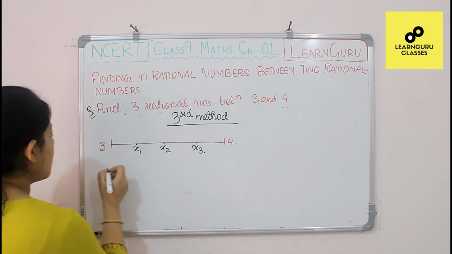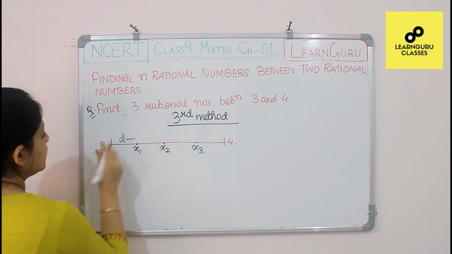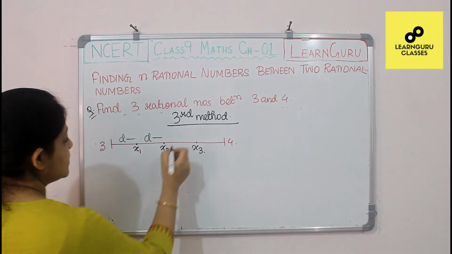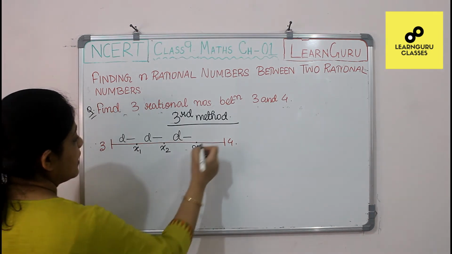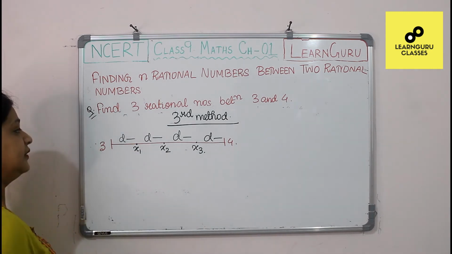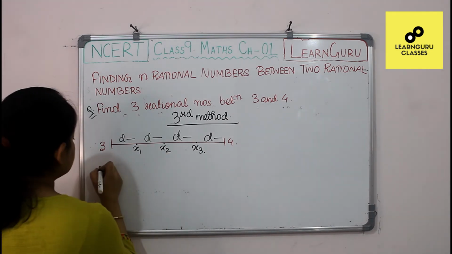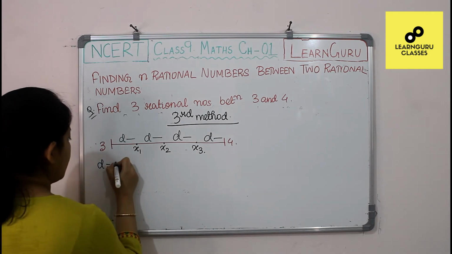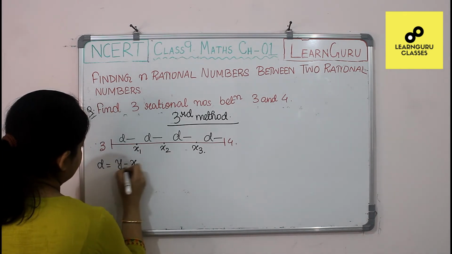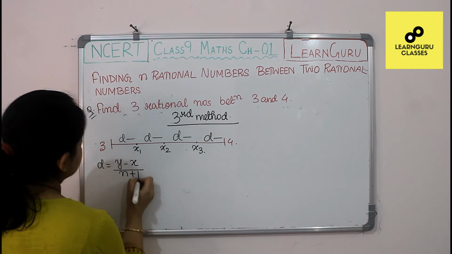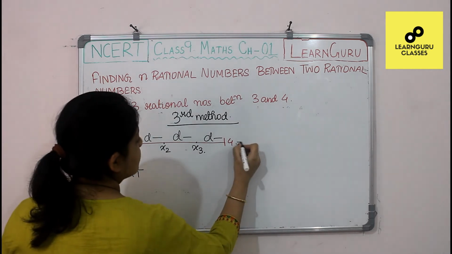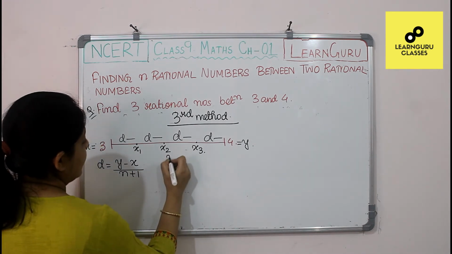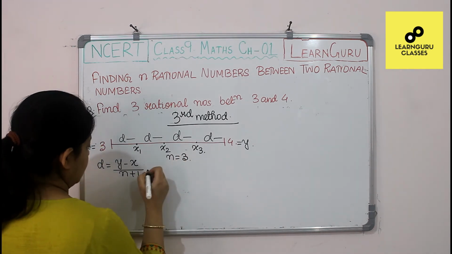As we already know, the distance between 3 and x1 is d, between x1 and x2 is d, x2 and x3 is d, and x3 and 4 is d. The d value we have already calculated from the previous sum: (y minus x) divided by (n plus 1). So y is 4 over here, x is equal to 3 and n is equal to 3, isn't it?